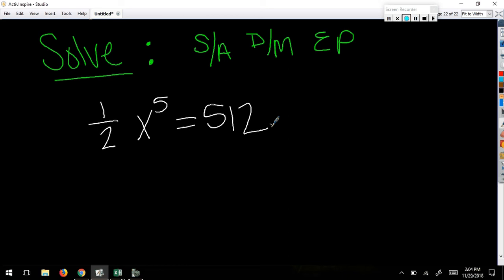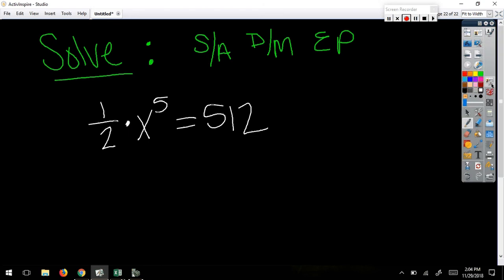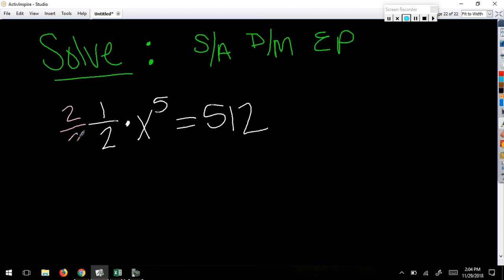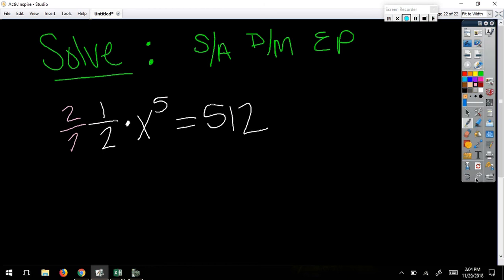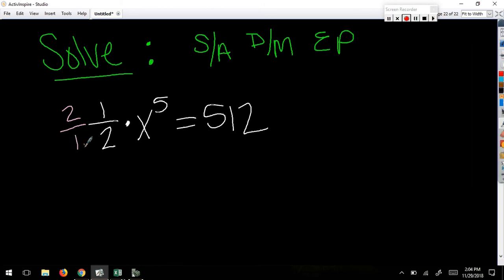Multiplication. Thank you, Cameron. How do I get rid of one half that's being multiplied? You could divide it by one half. What else could I do? You're right. Flip it. Multiply by the reciprocal because it's a fraction. Multiply both sides by 2 over 1. Right?